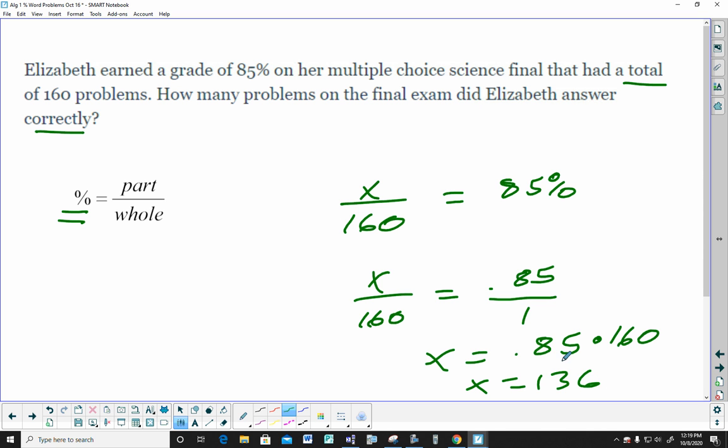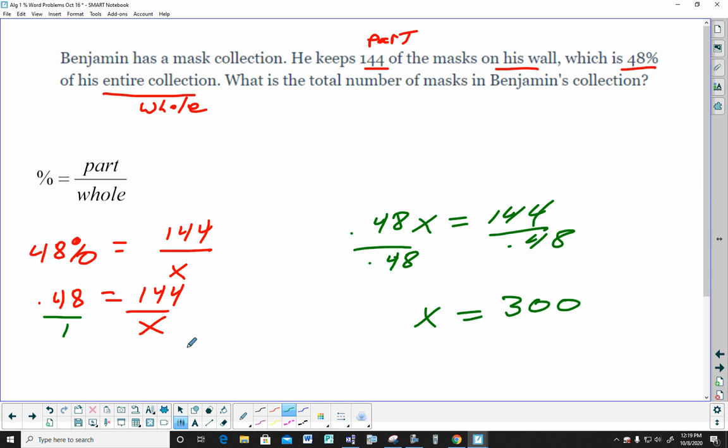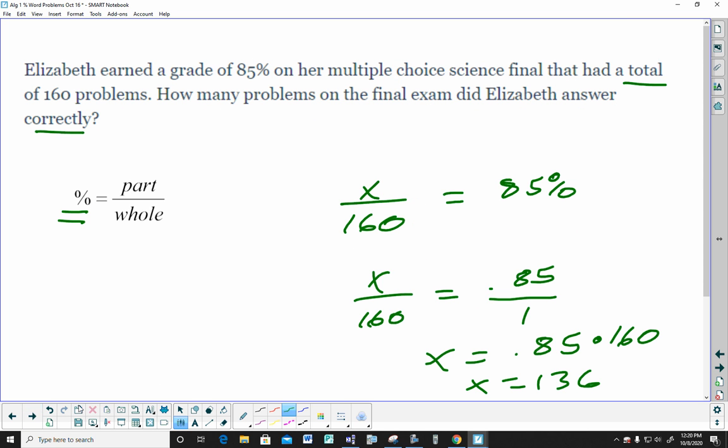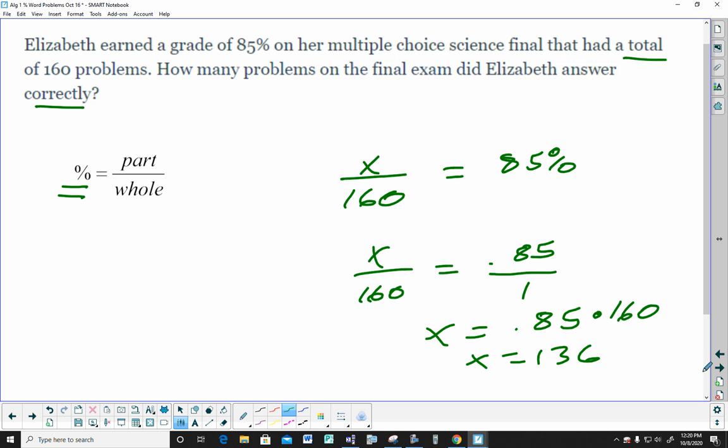Now, again, don't try and do this in your head. Back here, this one, I ended up dividing the percent to the other side. Okay? On this one, I ended up multiplying the number by the percent, not dividing. Okay? So don't try and memorize what to do. Just let the paper do the work.